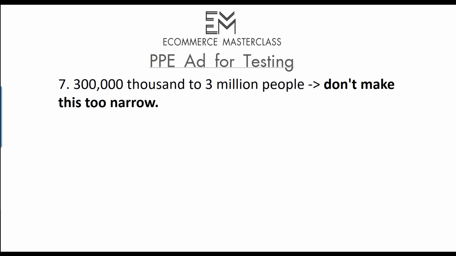Number seven, make sure your audience is between 300,000 to 3 million people. Don't make it too narrow. As you're testing, don't narrow your audience so much. So make it between 300,000 to 3 million people. Don't make your audience too narrow.